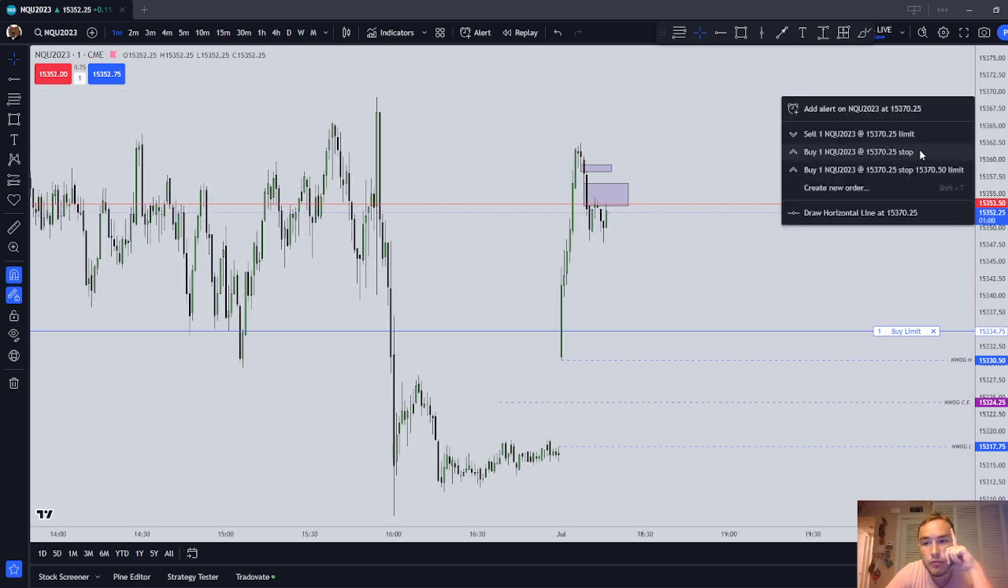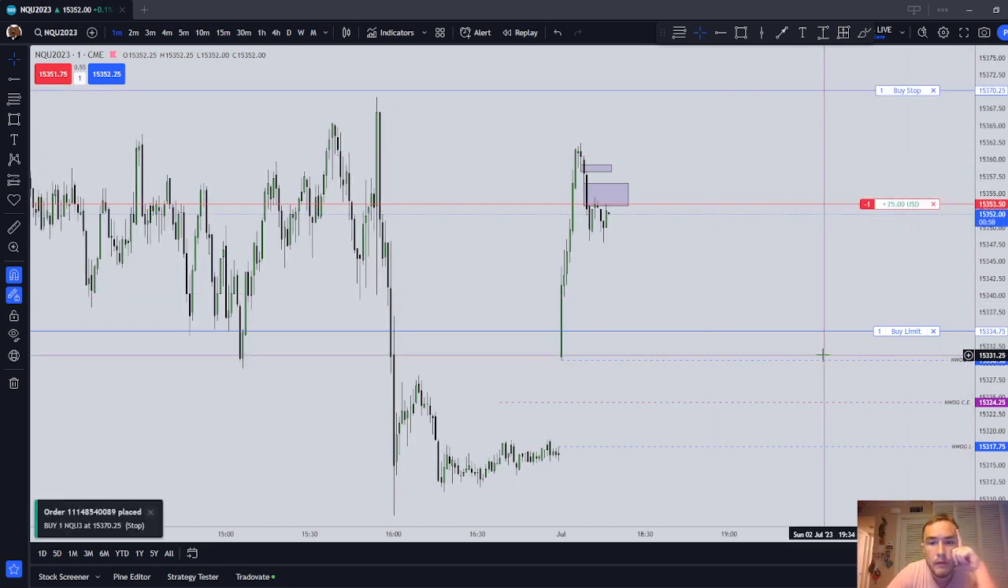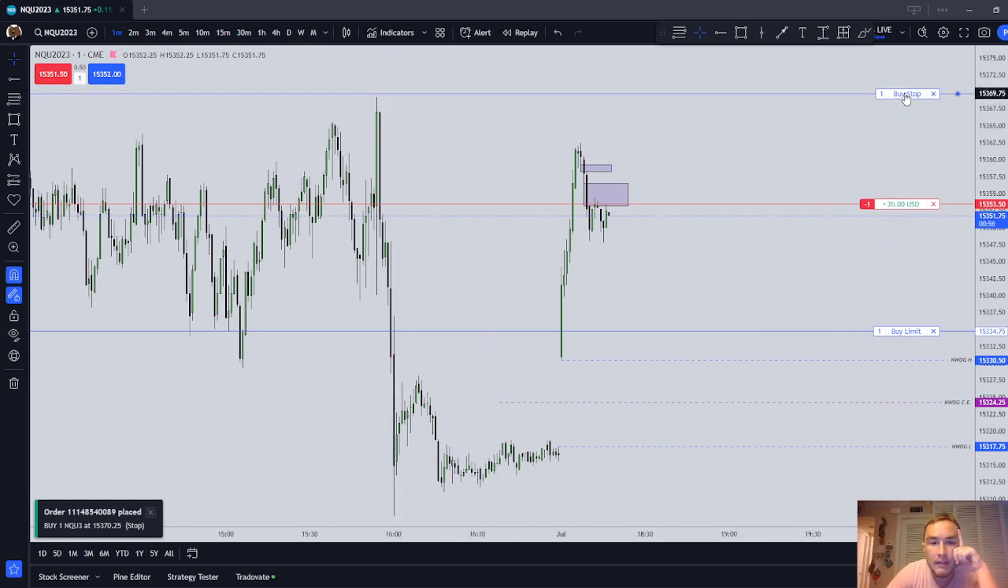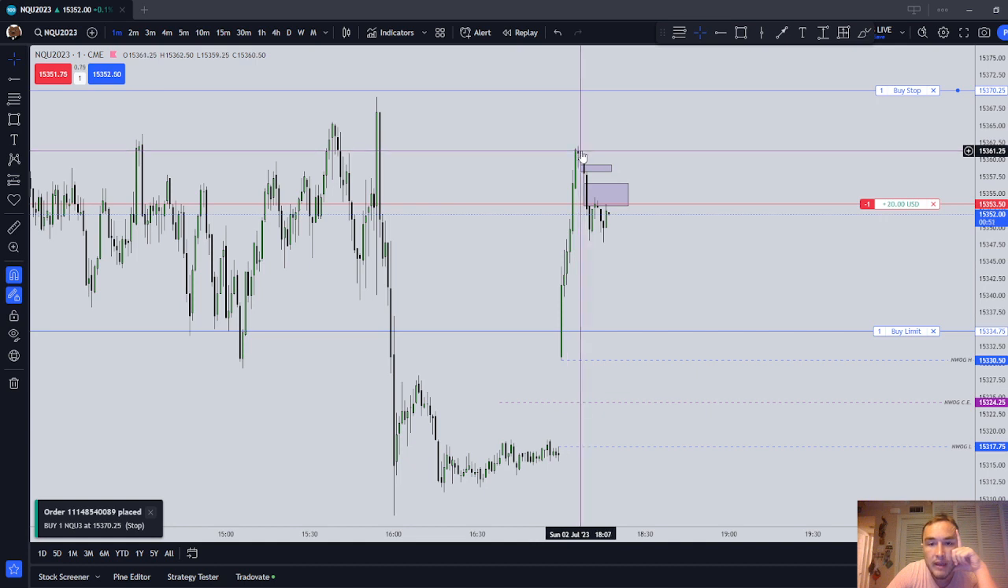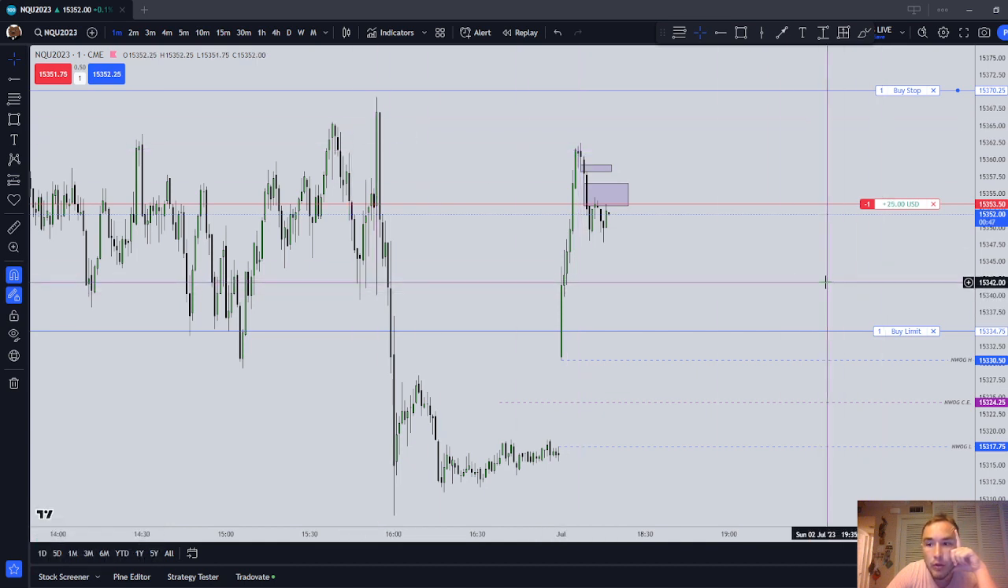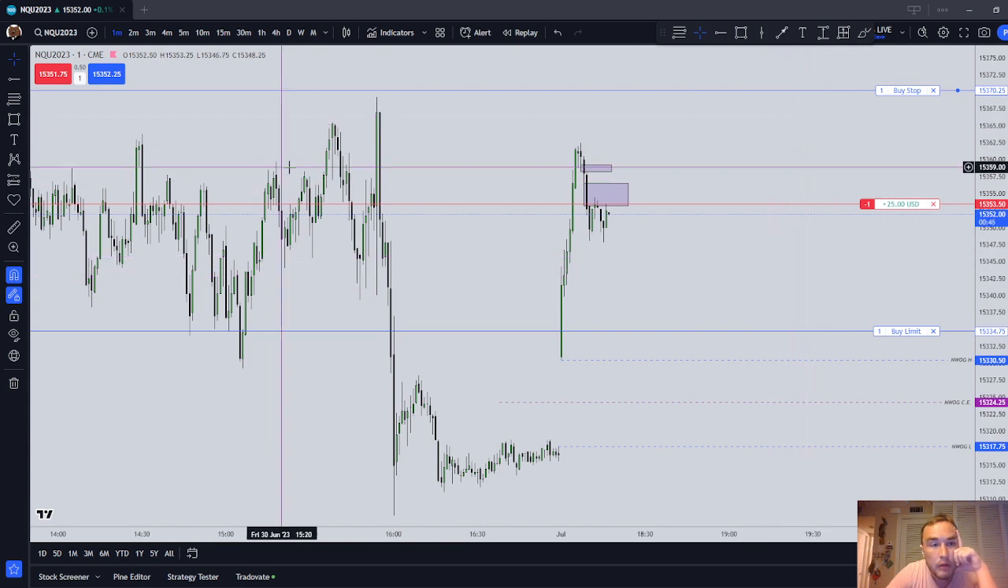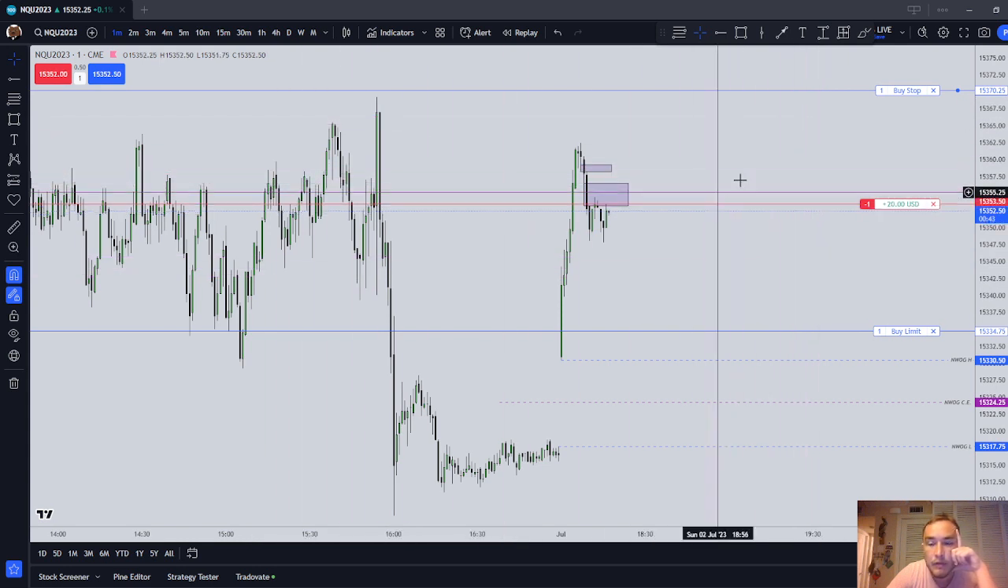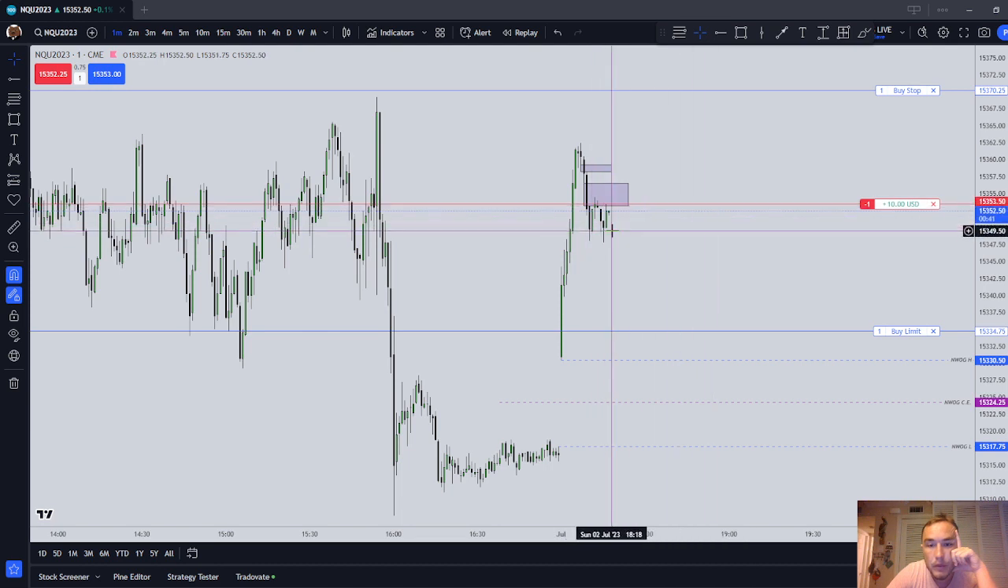That high up there should be protected. What is a protected high? It's a high that is really unlikely to be breached. It shouldn't be internal. So this high here is going to be internal. That high there is going to be external. So that is a 17-point stop loss. Therefore, I am at 1 contract.